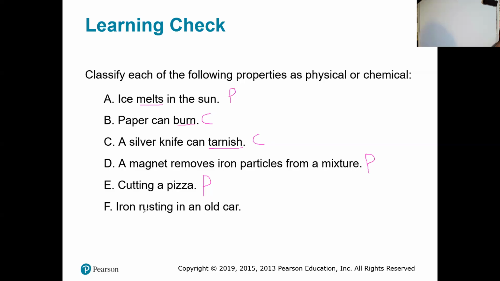Iron rusting in an old car. Rusting is always going to be a chemical process because you have a new substance that forms. Okay. Let's erase these.